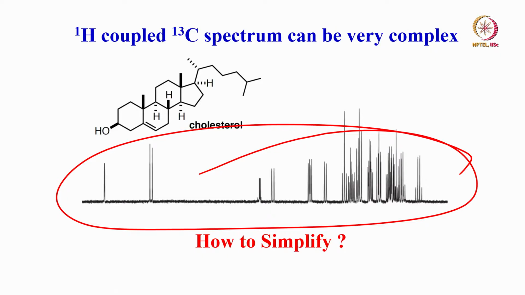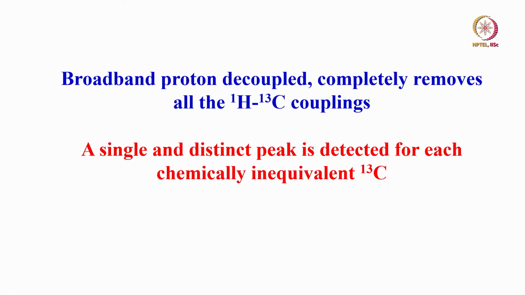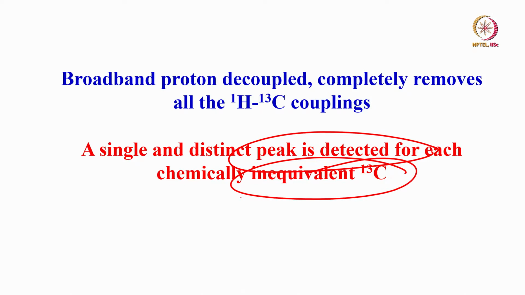But I said in the beginning, carbon 13 we record with a broadband decoupling, where all couplings of carbon to proton are simultaneously removed. If you do that, with broadband decoupling, you get only one peak for each chemically inequivalent carbon. That is what we do. Carbon 13 is always, or usually I would say, recorded with broadband decoupling.